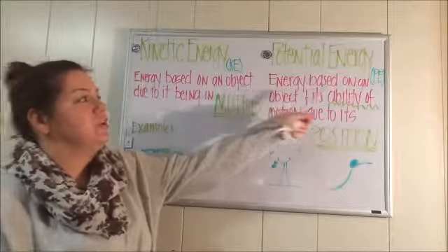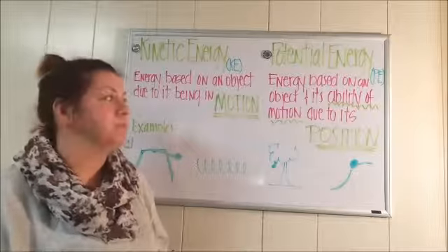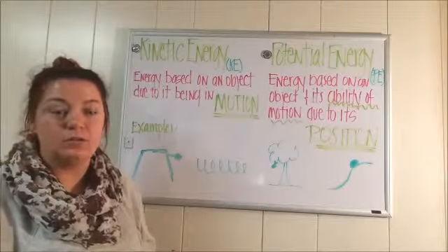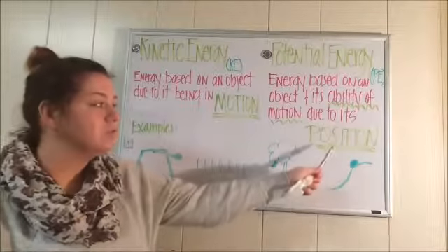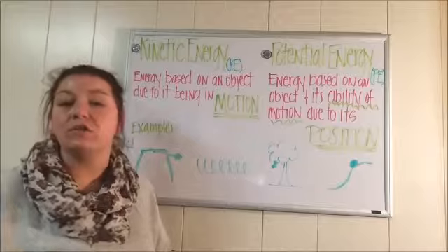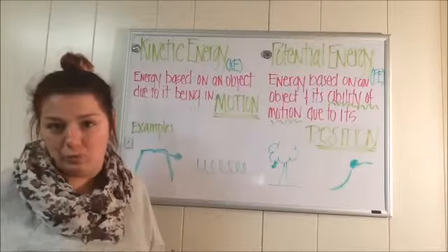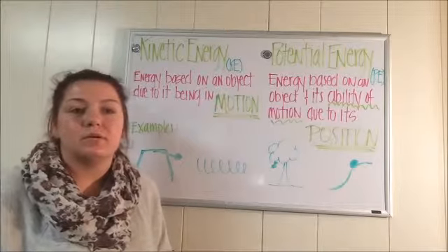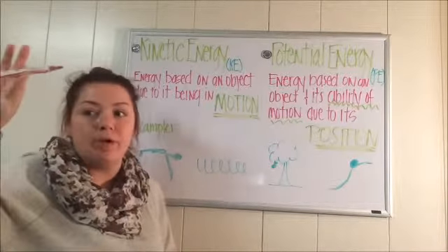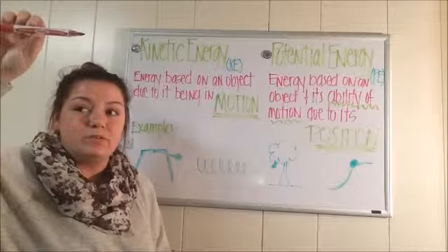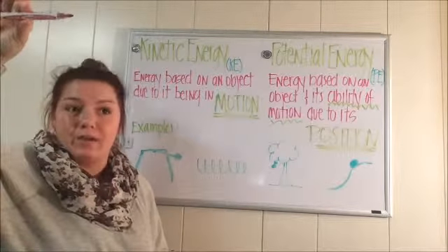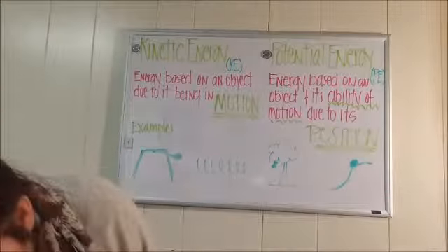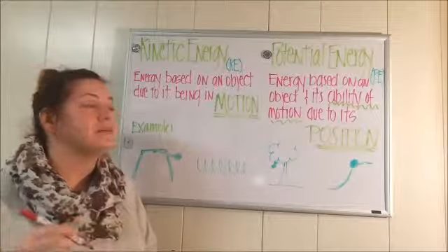Next, potential energy, abbreviated by PE. This is energy based on an object and its ability of motion due to its position. Position being the key word. And also keep in mind the ability of motion. That is potential energy. This can mean if I'm holding my marker above the ground, due to its position above the ground and due to gravity, if I were to let go, it would fall. So, that is potential energy.